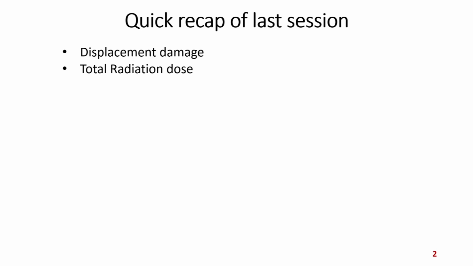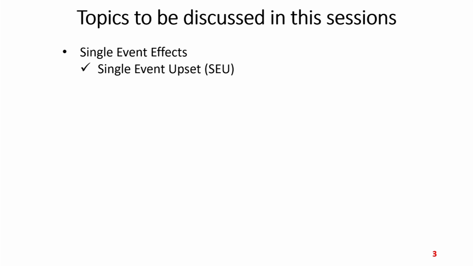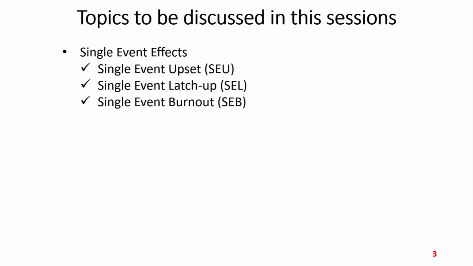So, with this we will now proceed to the new topic, which is again related to the ionizing type of radiation. This is called the single event effects. In single event effects we will discuss different types, that is the single event upset, called the SEU, then single event latch-up, SEL, then single event burnout, the acronym is SEB, and single event gate rupture. So, all these four types we will discuss.